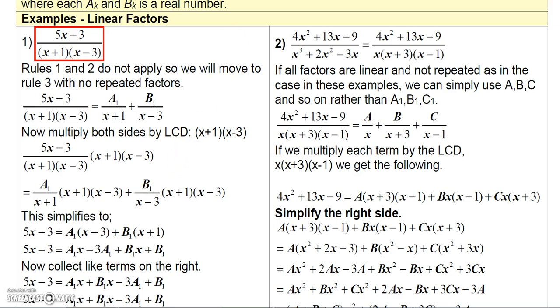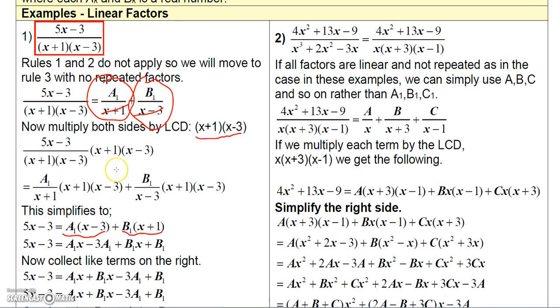But now, if you take this same product and you multiply it by a1 over x plus 1, then the x plus 1's cancel, and you'll have a1 times x minus 3. And so notice that's what I have here. Now if you multiply this by the second term, then the x minus 3's cancel, and you'll have b1 times x plus 1, which is what I have here.